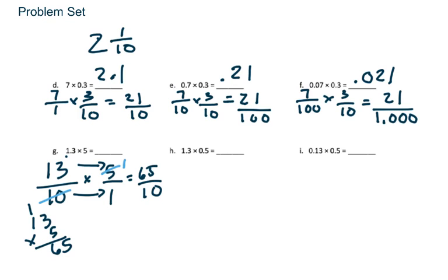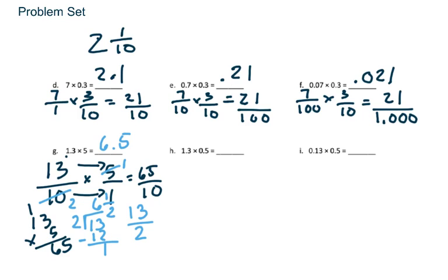You could have cross-canceled. 5 goes into 5 once. 10 goes into 5 twice. And you could have had also 13/2. In any case, 65/10 would be 6 and 5/10. 13 over 2, you would simply divide. 13 divided by 2 is 6 and 1/2, which is the same as 6.5.